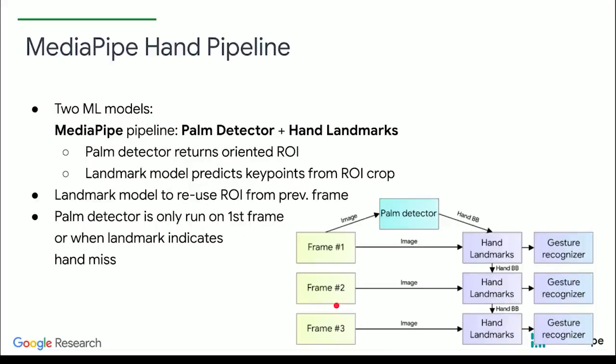The way we built MediaPipe hands is again as a MediaPipe pipeline consisting of 2 models: a palm detector that returns an oriented region of interest that we then crop, and then a landmark model that operates on that crop to predict the key points. Again, we have the advantage that the palm detector doesn't need to be run on every frame, but only on the first frame, or if the landmark model indicates that it should be triggered again.